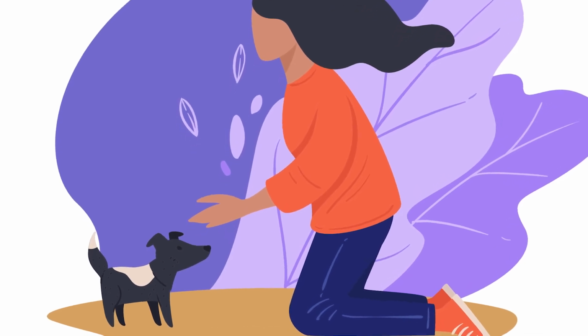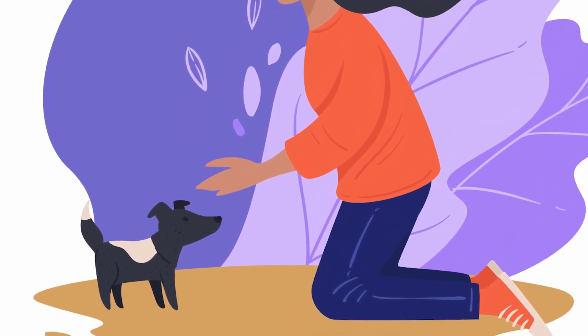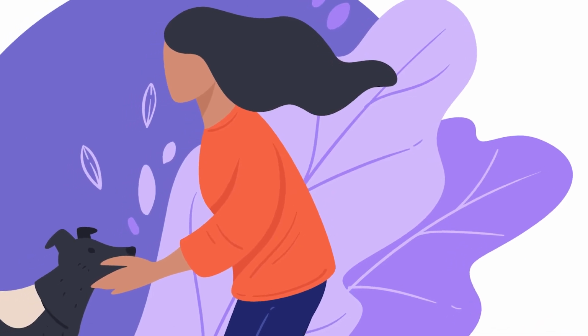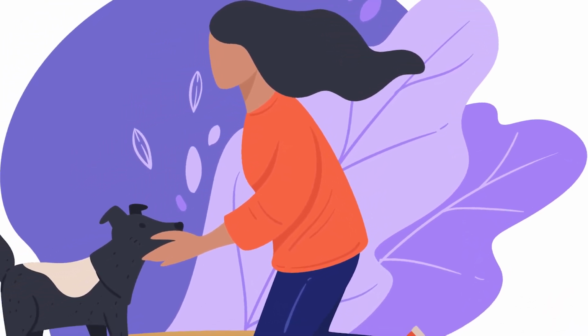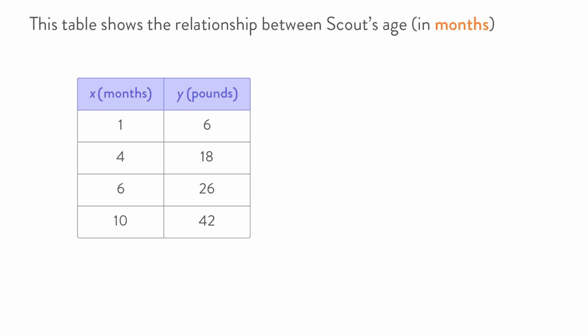Gina's grandparents get her a puppy for her 13th birthday. She names the puppy Scout. Gina does a good job taking care of Scout, and she's growing so fast. This table shows the relationship between Scout's age in months, x, and her weight in pounds, y. According to the values in the table, do x and y have a proportional relationship? And if so, what is the constant of proportionality?